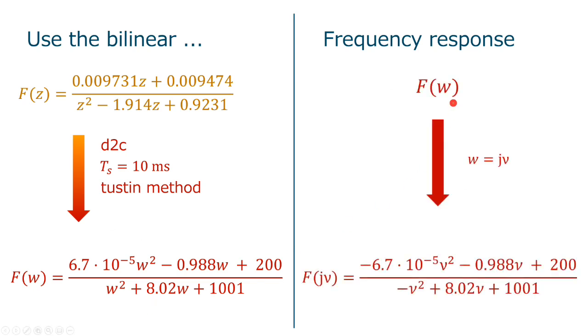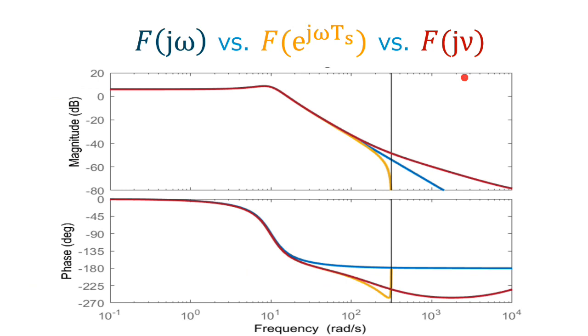And now from FW, this expression here, by replacing j nu, we have the frequency response. So what you see now here in this plot is a superposition of the original bode plot with the discrete one with this nu in the W domain. And you see that the bodes are quite similar up to a maximum frequency, the same in the gain and in the phase. And then this red one is an expansion of this last part to infinity. So the red here is an expansion of the yellow one until infinity.